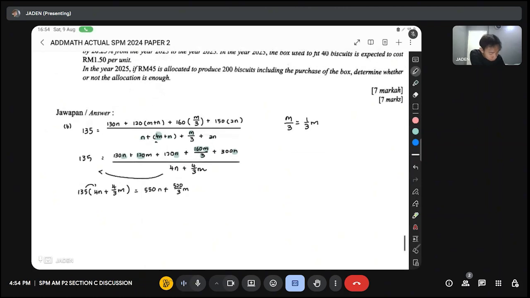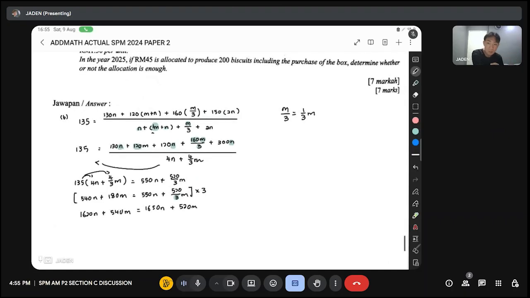All right, then the next thing is you're going to expand here. So by expanding this, I suppose you're going to get 540n plus 180m, equal to 550n plus 520 over 3m. Now, because this is annoying, there's a denominator 3 here. I will multiply the full equation by 3. So this one I will get 1620n. This is 540m. And this one becomes 1650n. And this will remain 520 but with the m.